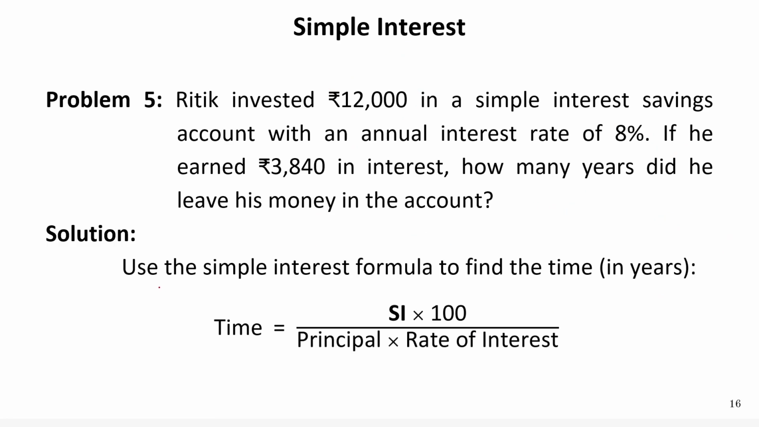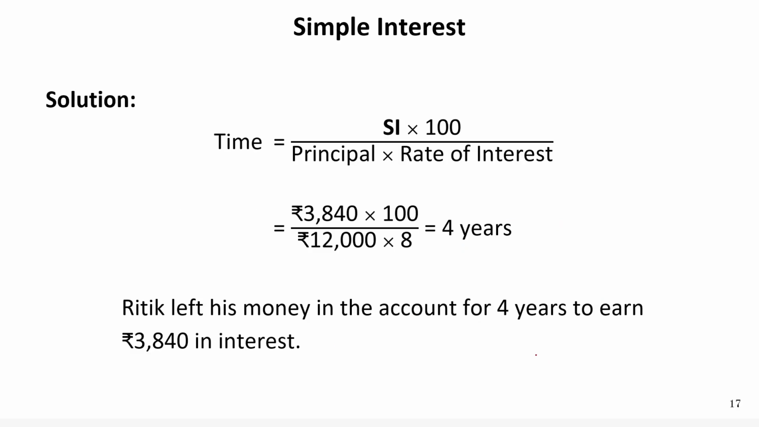Okay. So let's do the step-by-step solution, that is, using the simple interest formula to find the time. So SI into 100 by principal into rate of interest, after taking the time, that is the unknown term here, into the left hand side, and taking all the known terms in the right hand side. So time is equal to SI into 100 by principal into rate of interest. This is equal to this much. So this is nothing but 4 years, as we have calculated right here. So Ritik left his money in the account for 4 years to earn this much amount, that is 3,840 in interest, using the simple interest.